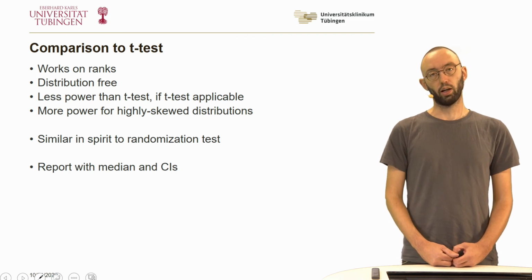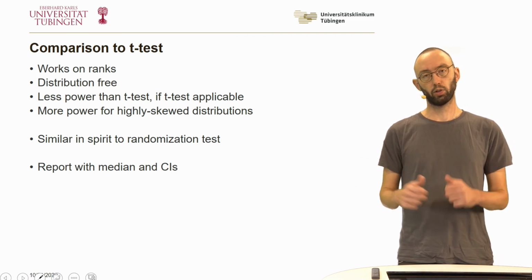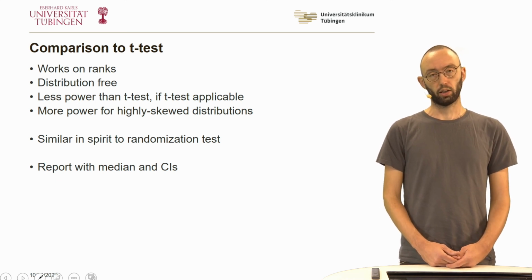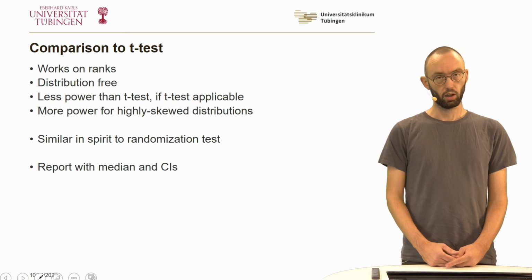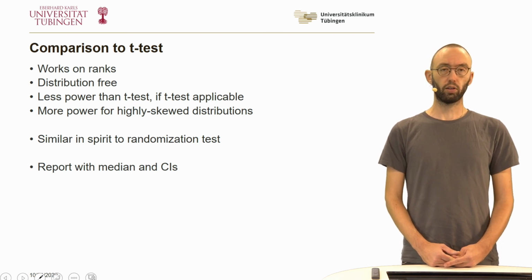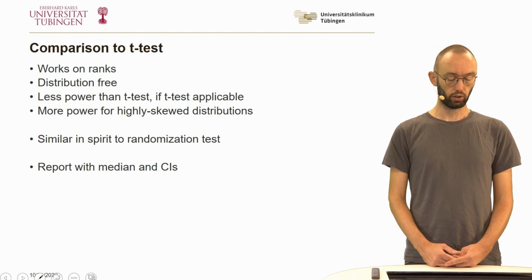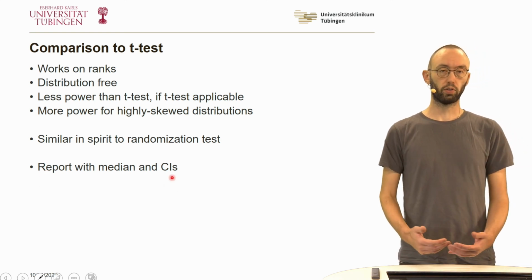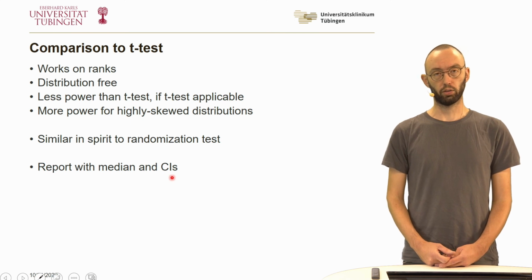If your distributions are highly skewed, so if they have very long tails, for example, then the Wilcoxon-Mann Whitney test actually has more power. In spirit, it is actually relatively similar to a randomization test, and you would typically report it with a median and, for example, confidence intervals of the median.